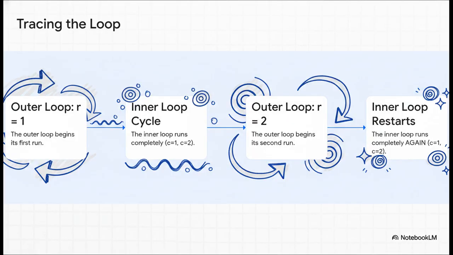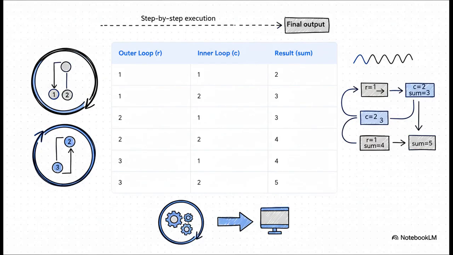Let's trace it together. The outer loop starts, r becomes 1. Okay, now the program enters the inner loop. The inner loop now runs completely. c becomes 1, then c becomes 2. Then, and only then, does the outer loop move to its second iteration, setting r to 2. And what happens next? You guessed it. The inner loop starts all over again from the beginning. This table gives us a perfect picture of that flow. Just look at the r column. When r is 1, you can see the c column cycles completely through 1 and 2. Only after that's done does r finally become 2 and c starts its cycle all over again. You can see exactly how this nested structure produces that final output.